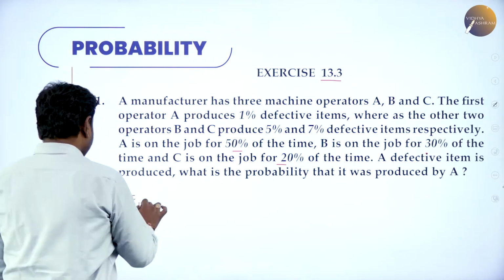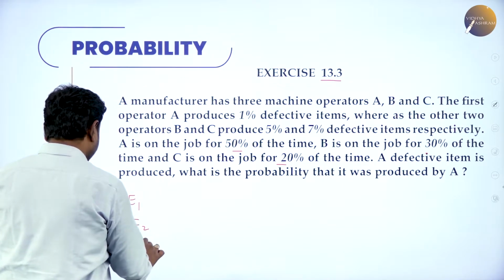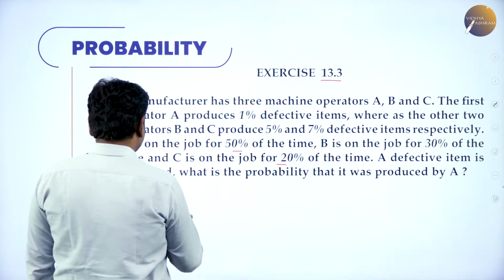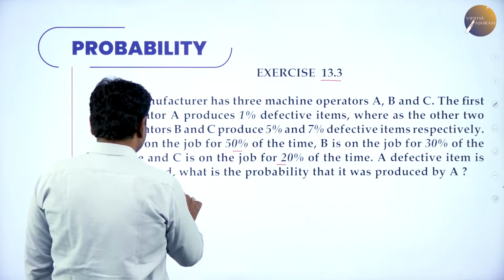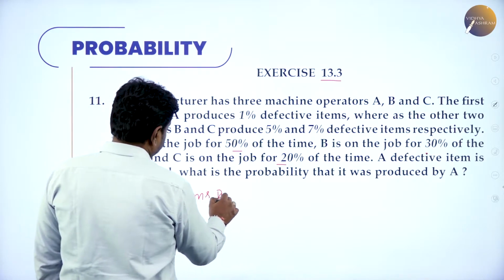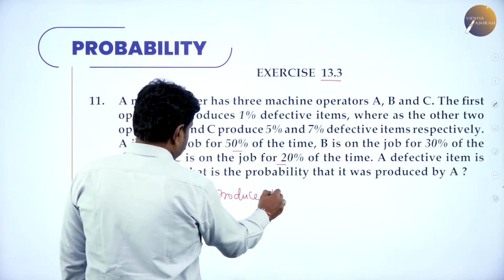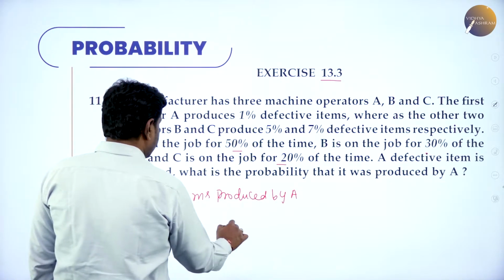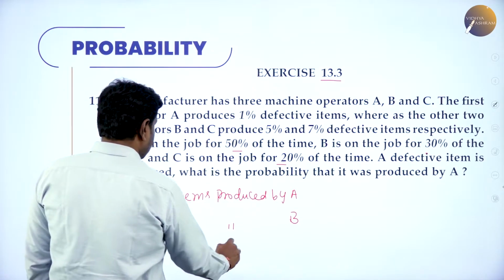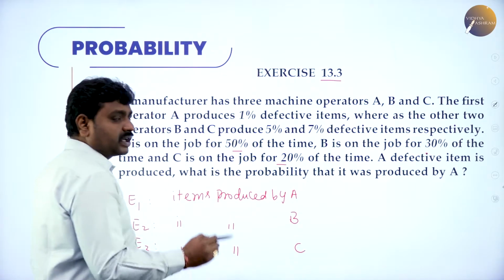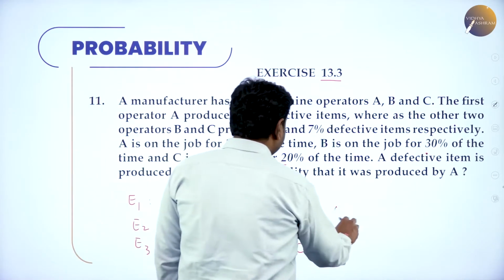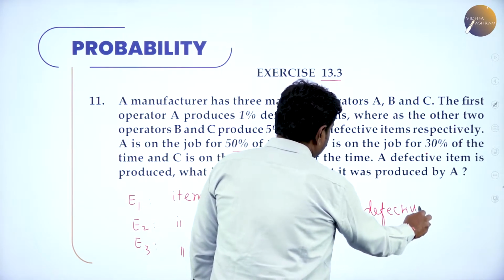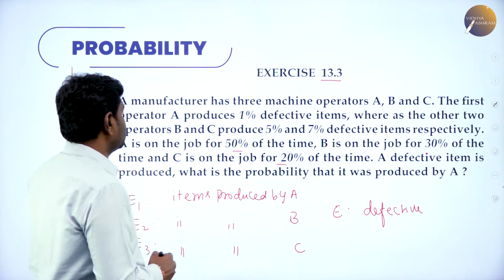Now coming to this, events E1, E2, E3. E1 is produced by A, means items produced by A. E2 is items produced by machine B. E3 is items produced by machine C. Then the common event we will assume as defective item. Common is what? Defective. Now what is given we will symbolize.